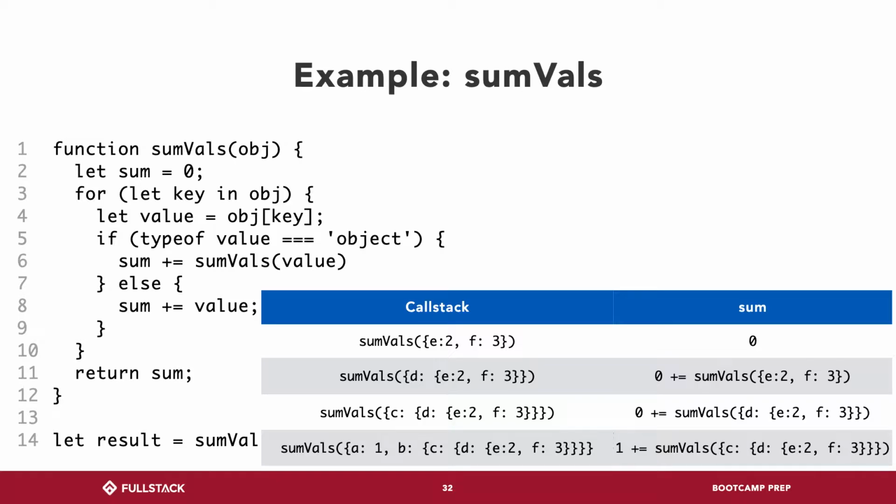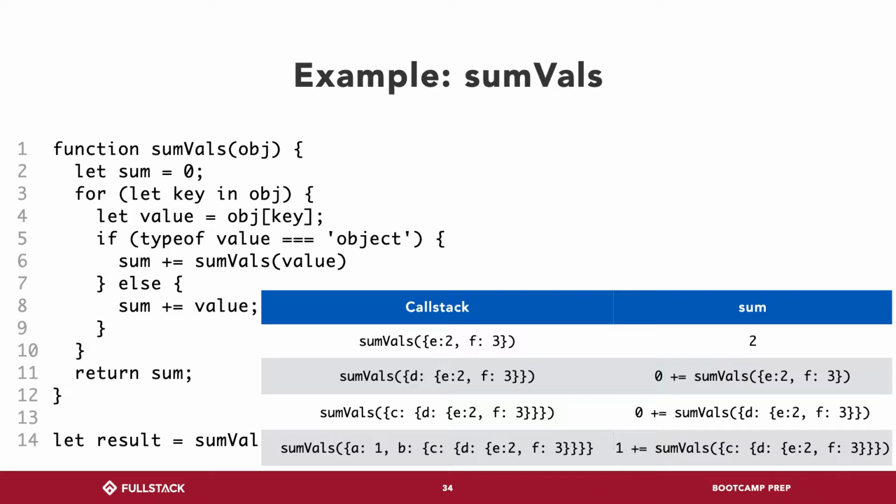So that's 2 keys. Sum is set to 0. Enter the for in loop. We're looping through this small object now. Value at obj at E is 2. So value is 2. Is that an object? No. Skip the if, go to the else. Sum is now plus equal to 2. So the sum is 2.